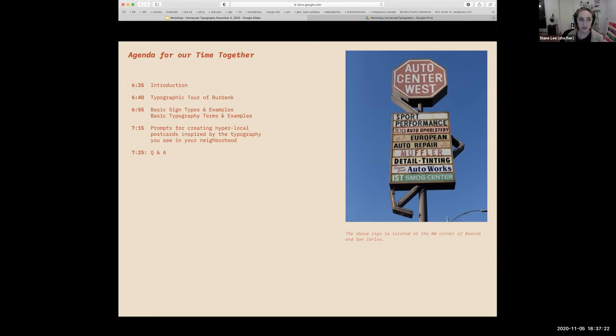We'll use some signs from this area to talk about basic sign types. And I'll also introduce some basic typography terms that I think might be helpful as you're looking at vernacular typography in your own neighborhoods, wherever it is you are right now. And then lastly, I'll go over a few different prompts for creating hyper-local postcards inspired by the typography you see in your neighborhood. And there are four prompts ranging in level of specificity towards ambiguity, hopefully to meet you where you are. And then I'll have some time for a Q&A at the very end.